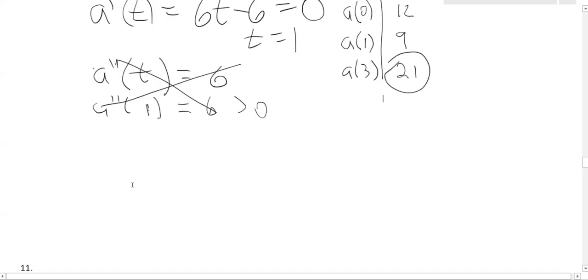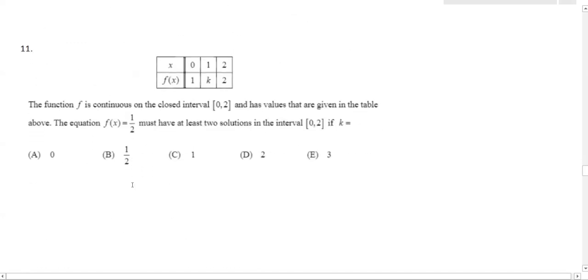Okay? All right, so number 11, function f is continuous on the closed interval and values in the table. The equation f of x equals 1/2 must have at least two solutions in the interval 0 to 2 if k equals what? Okay, so this is dealing with the intermediate value theorem because the function is continuous on a closed interval. So just to look at it, at x equals 0, you have a point here, we know that. At x equals 1, we don't know where the graph is. And at x equals 2, you have a point here.